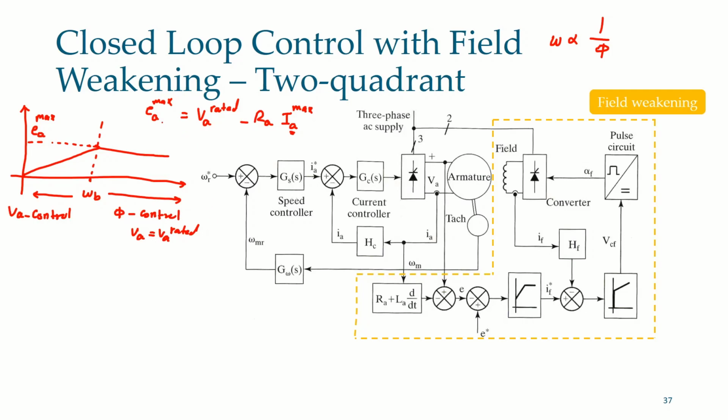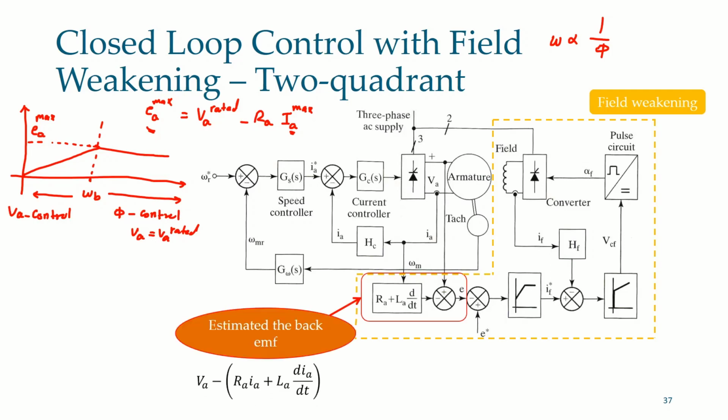So the thing that will decide when we go between the voltage control and the flux control is the back EMF. We need to maintain the back EMF constant in the flux region. So the first thing, we'll calculate or estimate the back EMF, and this is very straightforward. From the voltage equation, VA equals RA IA plus LA dIA/dt plus EA. If we rearrange it, then EA will equal VA minus RA IA minus LA dIA/dt. We can measure VA. This is a measurement of VA. Then we can calculate RA IA plus LA dIA/dt. So this is the current multiplied by this operator. Then here we calculate the induced EMF.